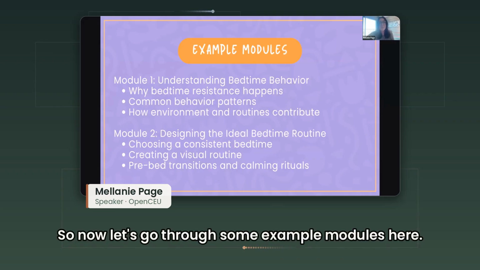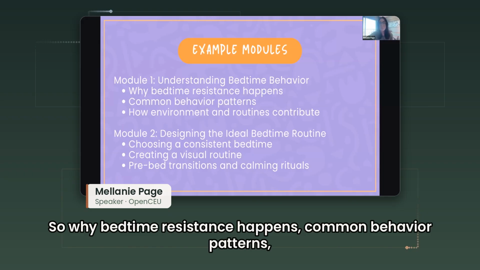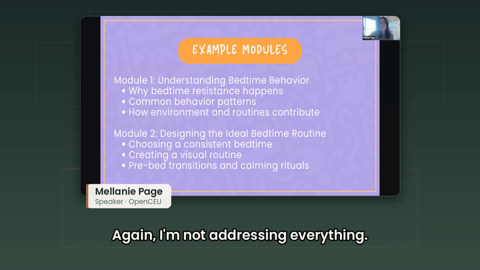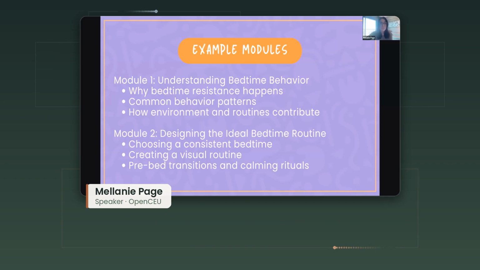So now let's go through some example modules here. So module 1 might be understanding bedtime behavior. So why bedtime resistance happens, common behavior patterns, how environment and routines contribute. Again, I'm not addressing everything. I'm starting here because I want that educational foundation.